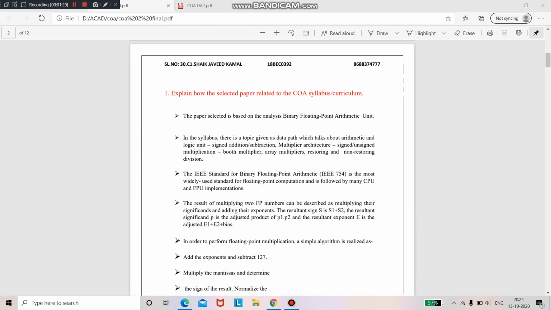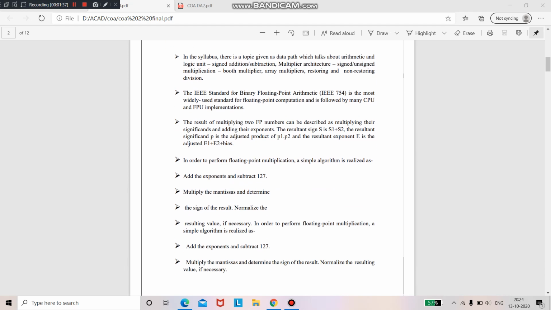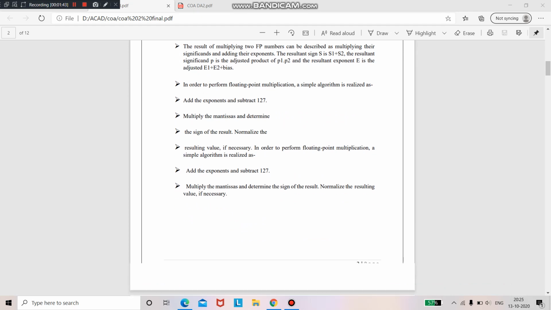There is a brief summary for my first question. You can see a few points, and there is also an example of how to add and subtract exponents using floating points.